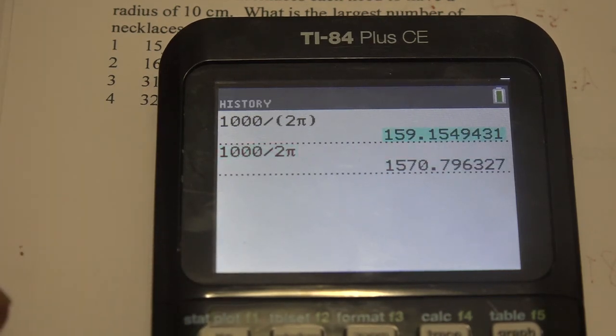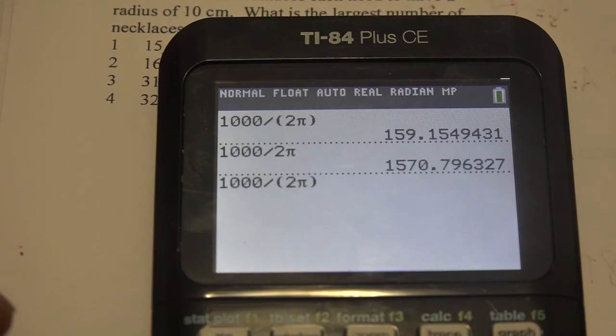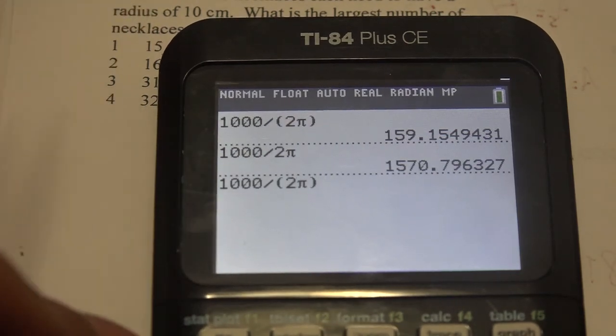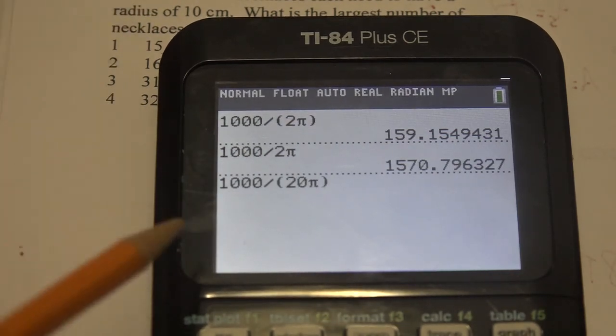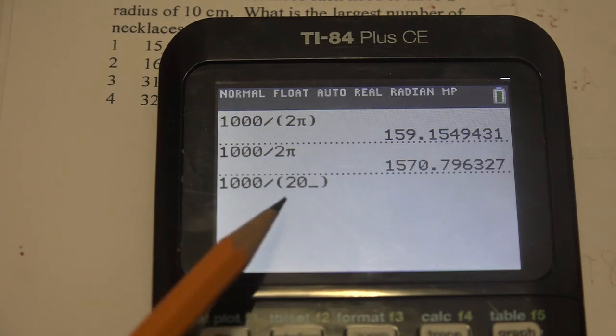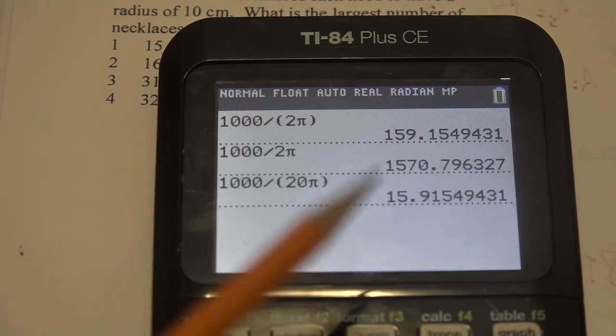So let me just go over here. I'm going to go here. You don't know how to do that, so that means that you have to redo it again. Okay, 1,000 divided by 20 pi. 20 pi is the length. So I got 15.9.